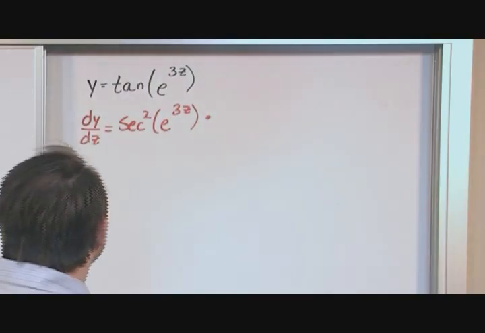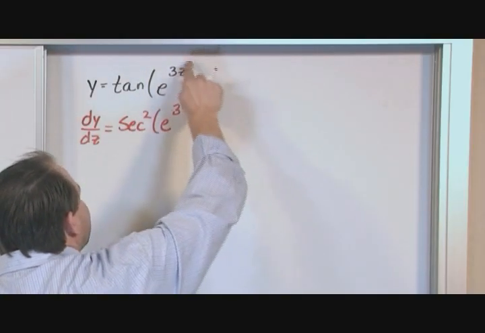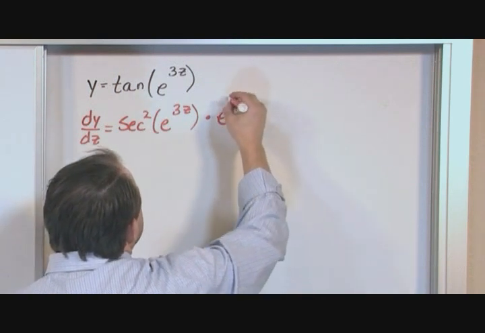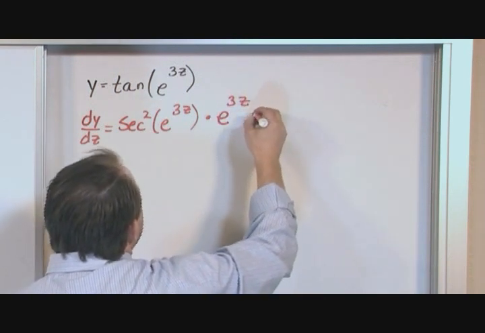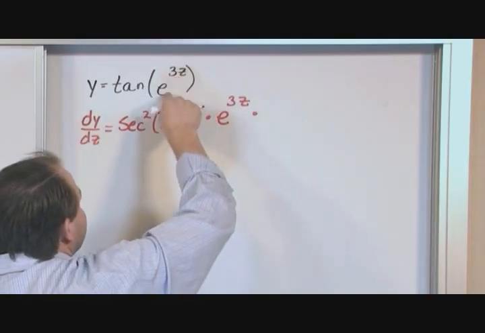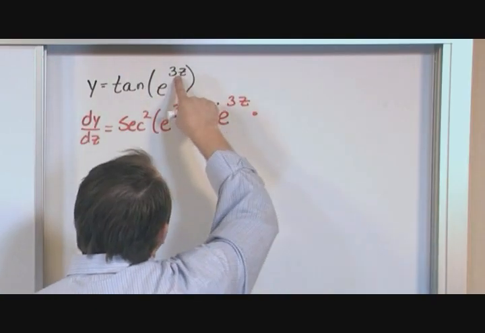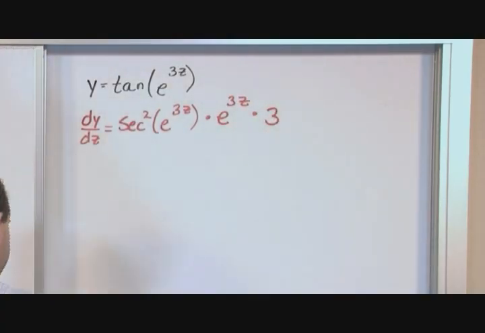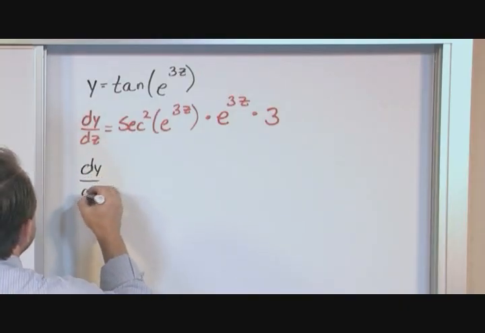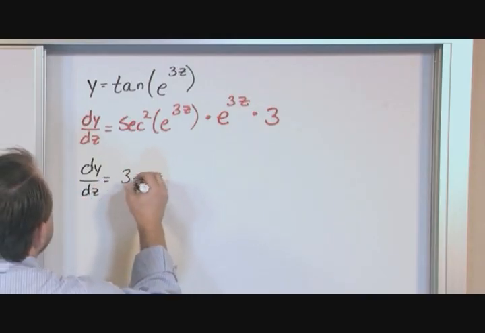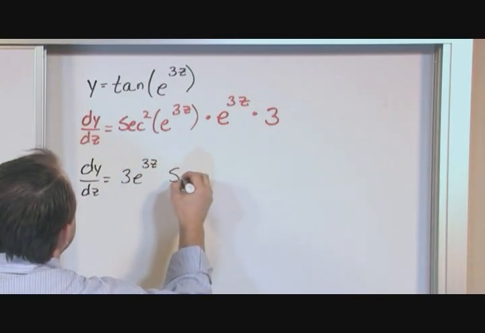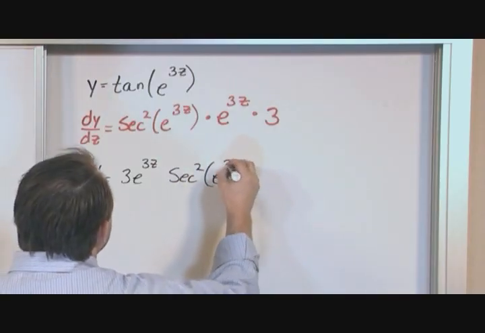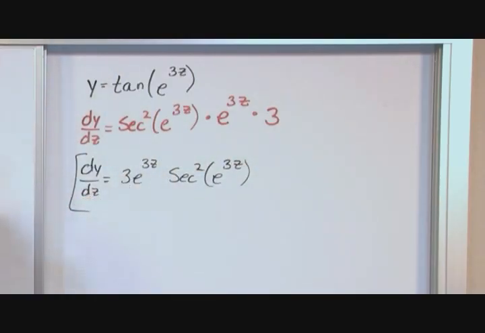Now on the inside I have e to the 3z. So the bigger picture on the inside is the exponential, so that's indestructible. E to the 3z stands. But I can't stop there. I have to multiply by the derivative of the inside of this inside term, which is the exponent. What's the derivative of 3z? It's just 3. So you see, you keep going in, multiplying by derivatives layer by layer, until finally there's nothing else to take a derivative of. So dy dz is equal to 3e to the 3z times the secant squared of e to the 3z. Right? And that is the answer.